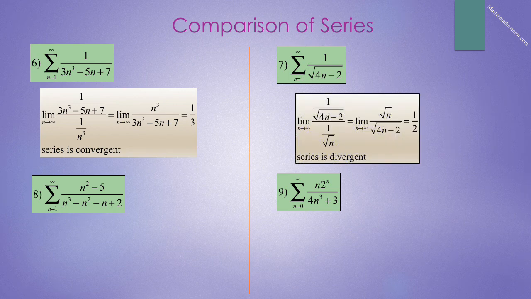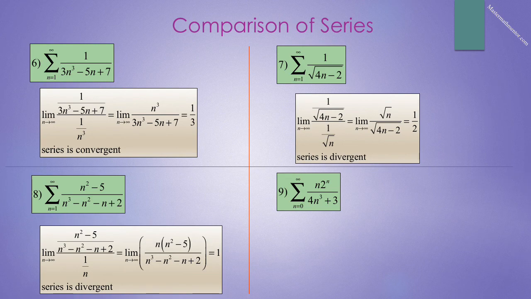Number 7 reads, the summation n equals 1 to infinity of 1 over the square root of 4n minus 2. Our benchmark series will be 1 over the square root of n, which is a divergent p-series. So we look at the limit as n approaches infinity of 1 over the square root of 4n minus 2 over 1 over the square root of n, which is the limit as n approaches infinity of the square root of n over the square root of 4n minus 2, which is equal to 1/2. And since 1 over the square root of n is divergent, then our series in question is also divergent.